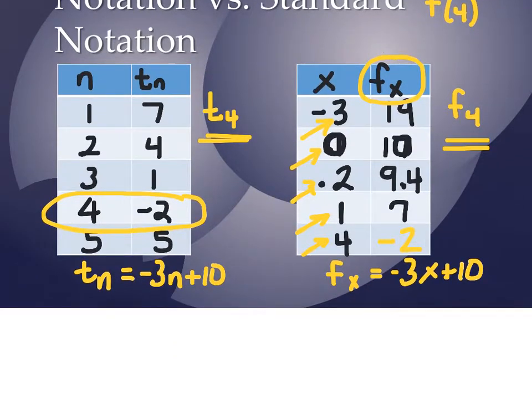And this particular one, because it's a sequence, has only inputs that are whole counting numbers, but it's -3 times the term number plus 10, and f of x is the same thing. It's -3 times whatever your input is plus 10. So if we look at 4, -3 times 4 is -12, plus 10 is -2. Sure enough, it has the same input and output as in the sequence notation. But the key idea one more time: sequence notation indicates it's a sequence, and sequences have inputs only 1, 2, 3, 4, 5, etc.